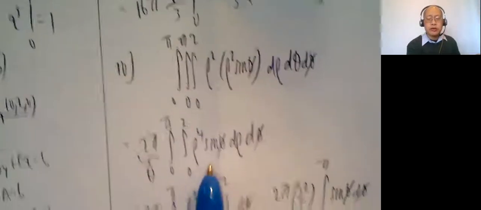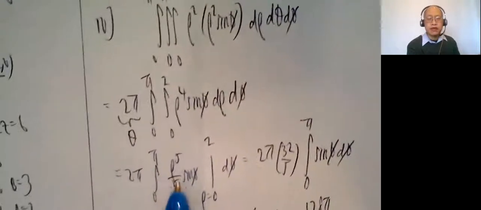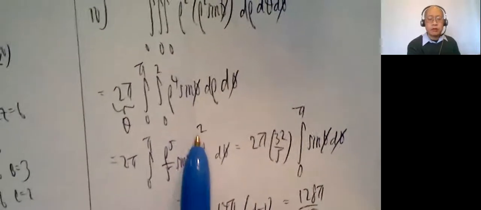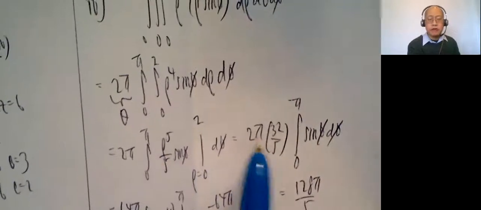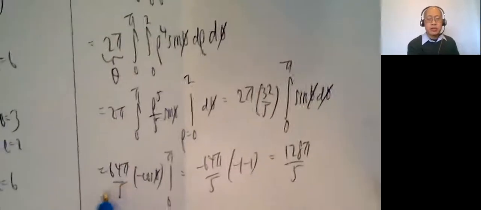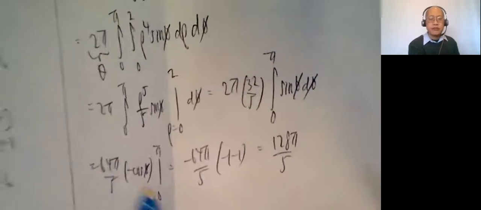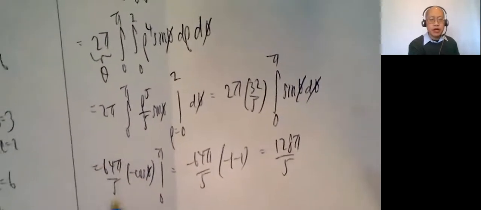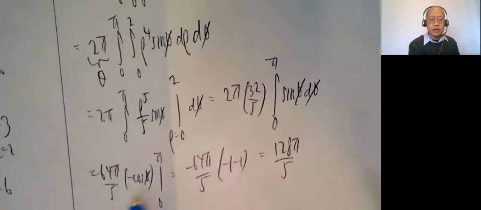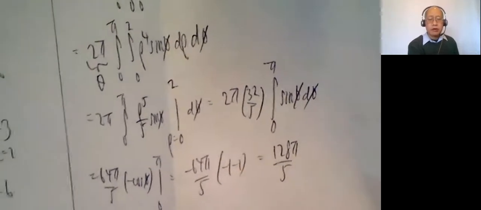Okay, I got rho to the 4th, sine phi, d rho, d phi. So that's rho to the 5th over 5. Rho goes from 0 to 2. Plug in 0, you get 0. Plug in 2, you get 32 over 5. Multiply that out, 64 pi over 5, integral of sine phi. Negative cosine phi from 0 to pi. Negative 64 over 5. Cosine of pi is -1. Cosine of 0 is 1. So combine that with that, 128 pi over 5.